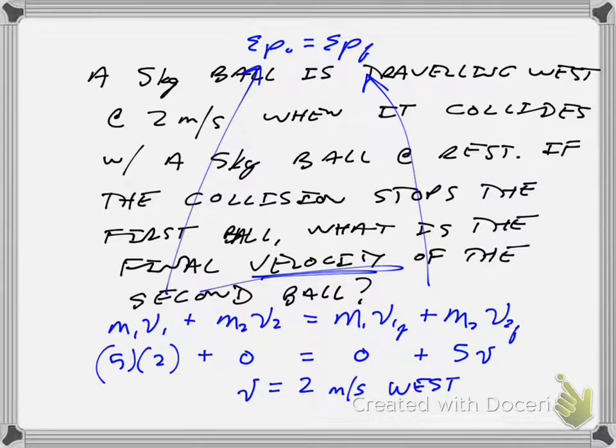5 times 2 plus 0 for the first before the collision, and then 0 plus 5 times v for after the collision. And then recognize that the second ball must be going 2 meters per second. And then, because I asked for the final velocity, we need to make sure we have a direction. And I didn't explicitly state it, but here I'm working with the positive direction being west.